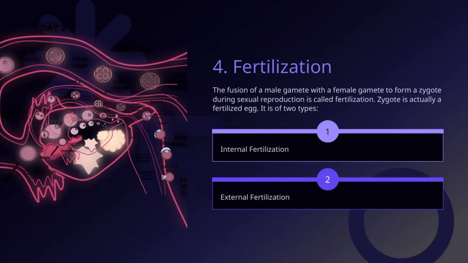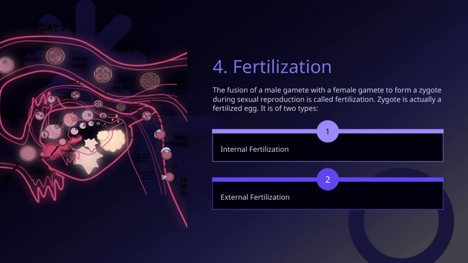Fertilization is the process where a male gamete, or sperm, fuses with a female gamete, or egg, to form a zygote. Think of the zygote as the very first cell of a new organism, essentially, a fertilized egg that has the potential to develop into a new life.